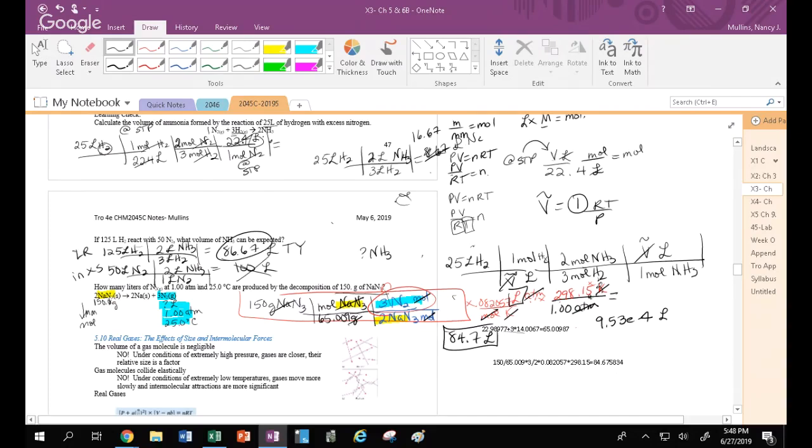Does anybody know what this reaction is? Sodium azide?